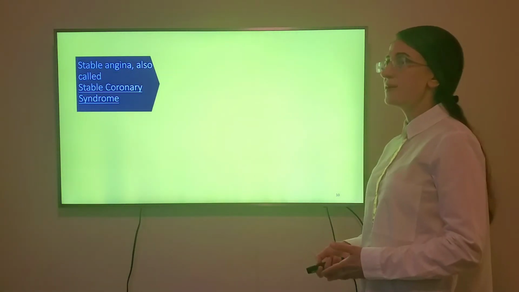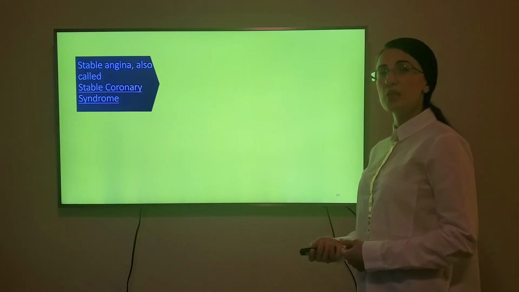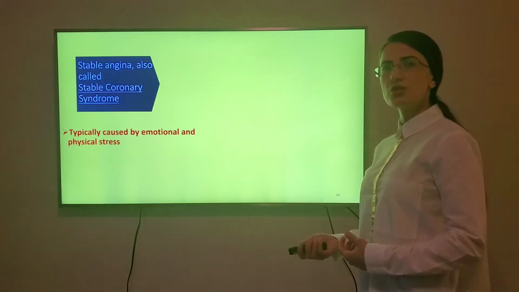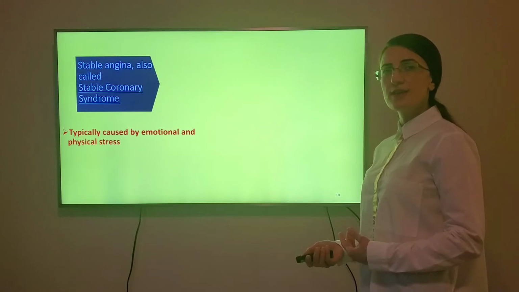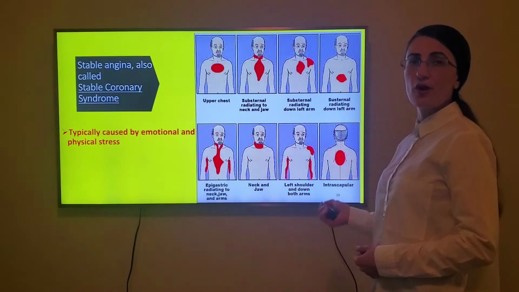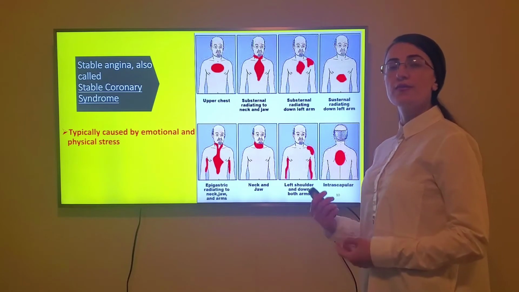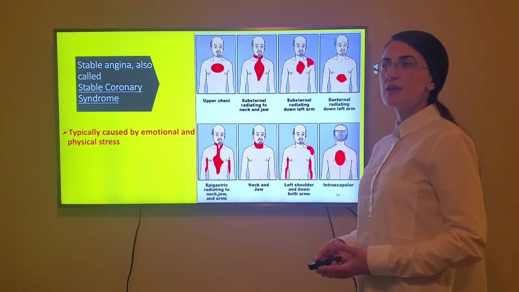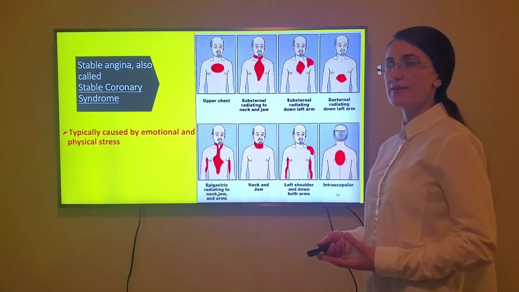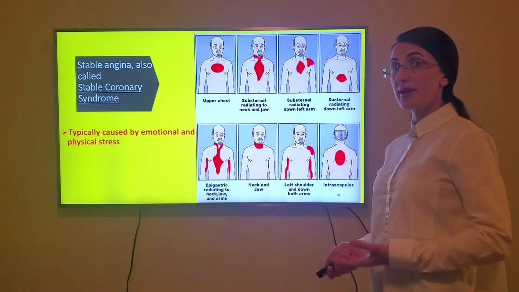Angina means pain. So stable angina is also called stable coronary syndrome. What happens? Usually when the patient is emotionally or physically stressed, he or she has pain. This pain can be in the upper chest area, or as you can see on the photo, it can radiate to the neck, jaw, left shoulder, left arm. Sometimes patients don't even understand that this pain is due to their heart. They think that something else causes the pain, because sometimes they can have the pain even in the epigastric area.